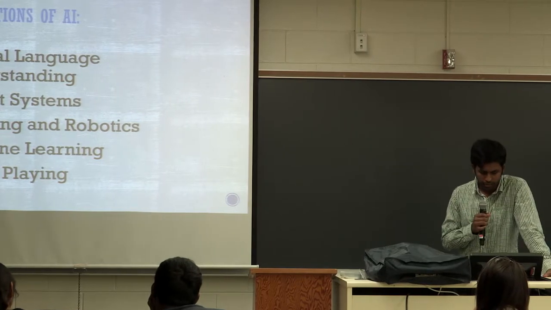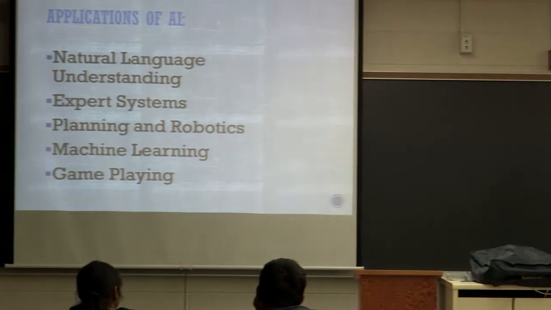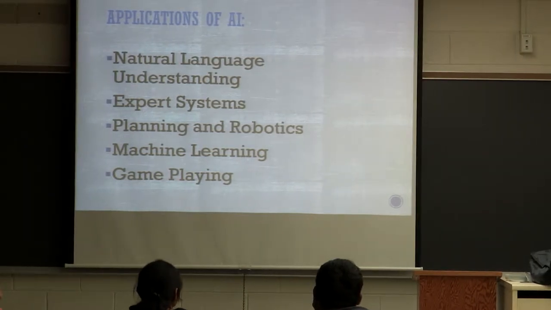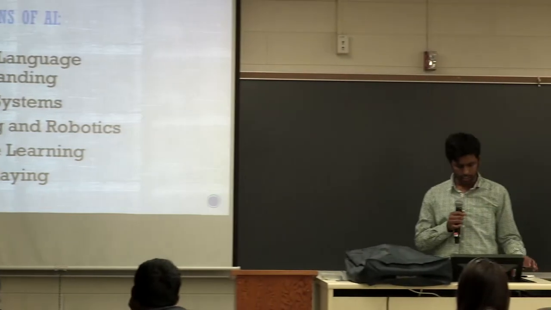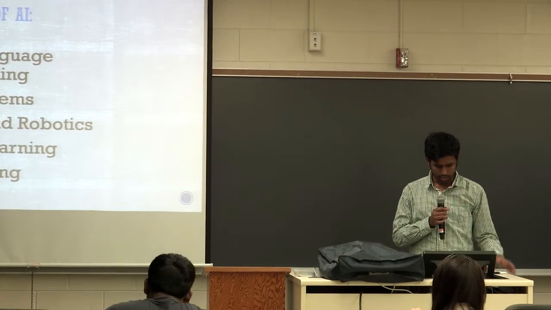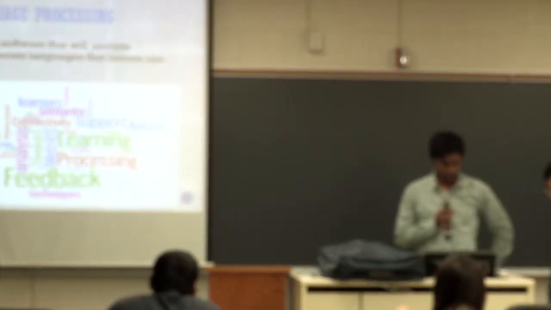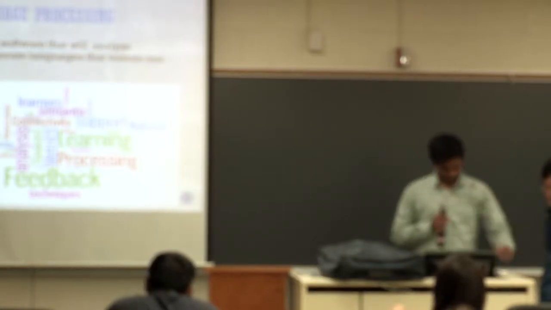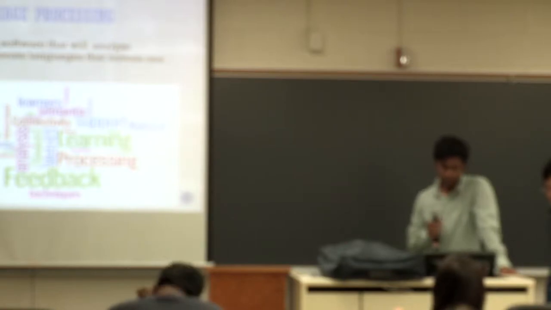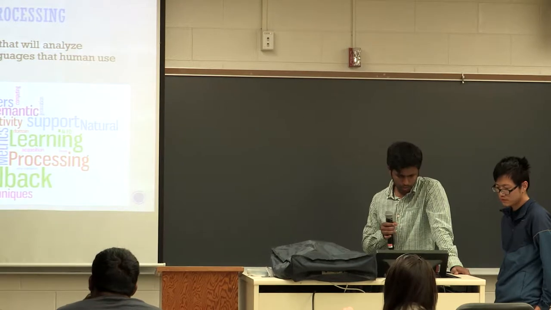The applications of artificial intelligence are mainly natural language understanding, expert systems, planning and robotics, machine learning, and game playing. We use artificial intelligence mainly in games and robotics. Natural language processing is used to design and build software that will analyze, understand, and generate languages that humans use naturally, like when we want to communicate with others, or need to understand the language between two people.